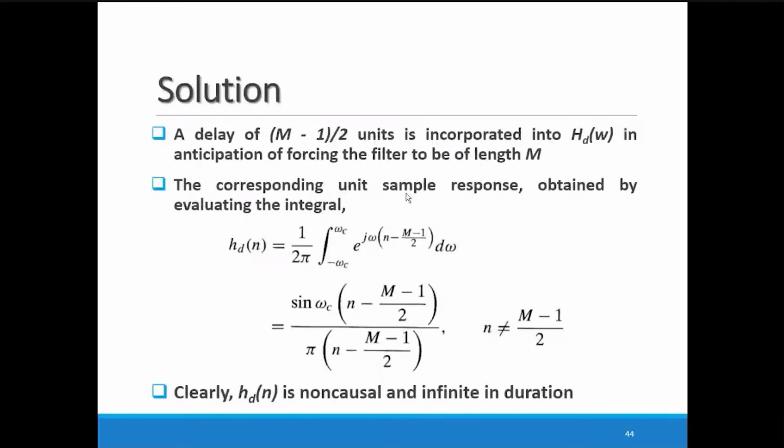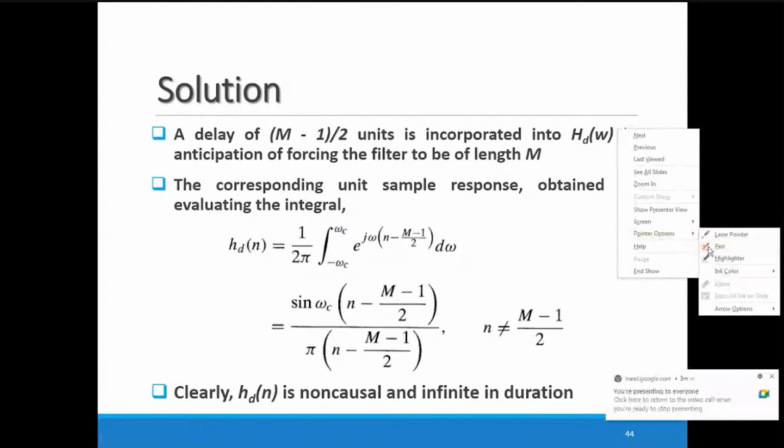As we can see, whatever h_d(n), the desired unit sample response, is non-causal and has infinite duration. So clearly h_d(n) is non-causal and has infinite duration. To make it causal and a physically realizable filter, we multiply this h_d(n) with the windowing function.